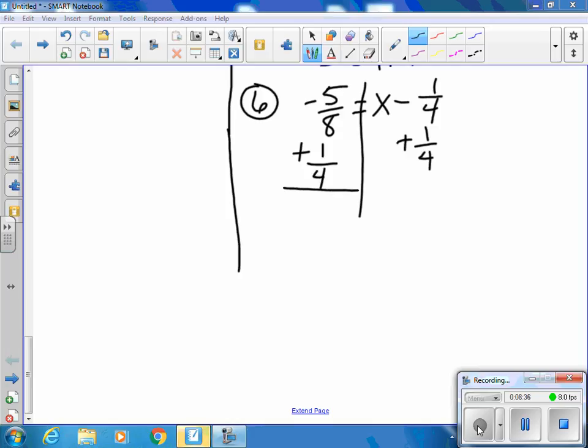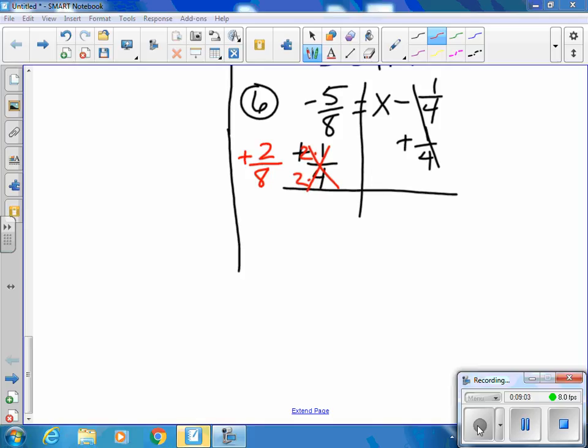Now, when you're adding and subtracting fractions, remember you have to have a common denominator, right? So for 8 and 4, the common denominator is going to be an 8. So the top fraction is good. It's the bottom fraction that I need to turn into something over 8 before I can add or subtract it. So in order to get from 4 to 8, I'm going to multiply the bottom by 2, which means I have to multiply the top by 2. 1 times 2 gives me 2. So now I'm going to take and not use the 1/4, but I'm going to take negative 5/8 plus 2/8.